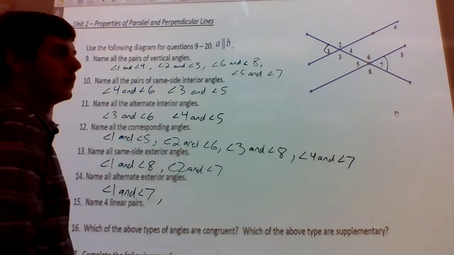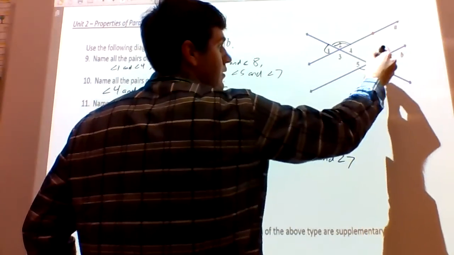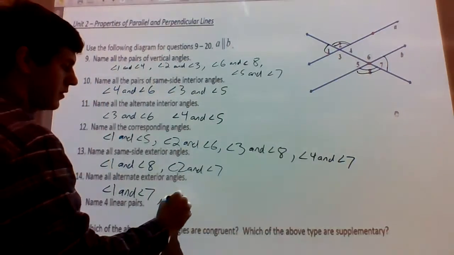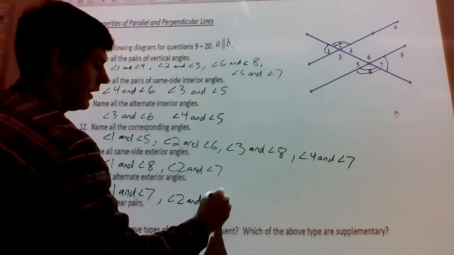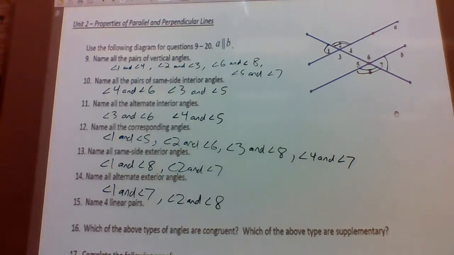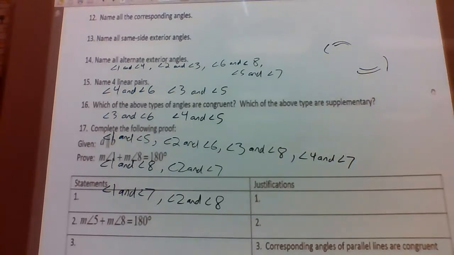And then angle 2 and angle 8 are alternate exterior. Alternate sides of the transversal, exterior meaning they're outside of the two parallel lines.